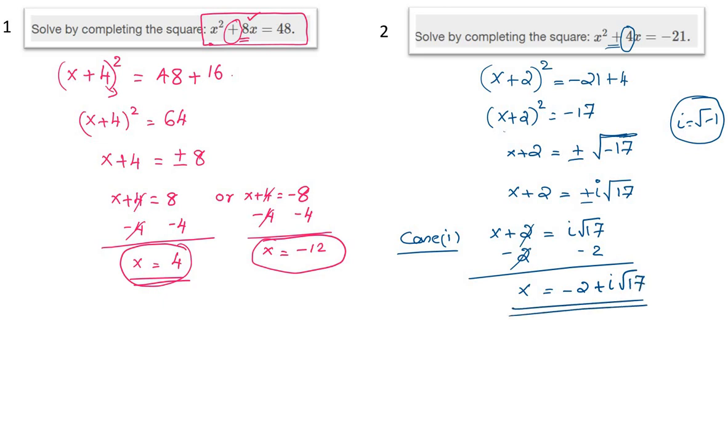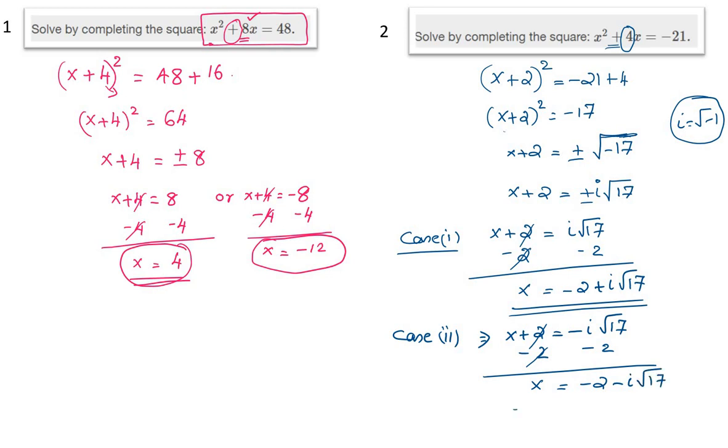Got it? Now we can take the second case, case 2, the other one, that is x plus 2 is equal to negative i root 17. Again, subtract 2 from both sides, so that we'll get x is equal to negative 2 minus i square root of 17. So we have two solutions. One is this one, and the other is the conjugate of that one. So that's the way in which you find the solution of quadratic equations with the help of completing the square. Okay.